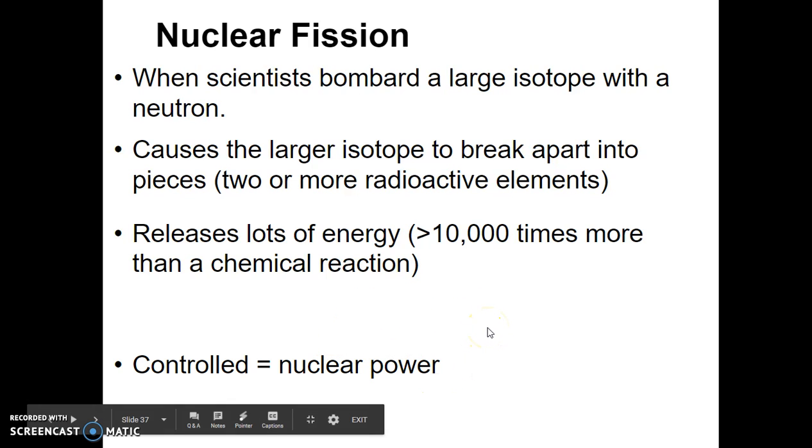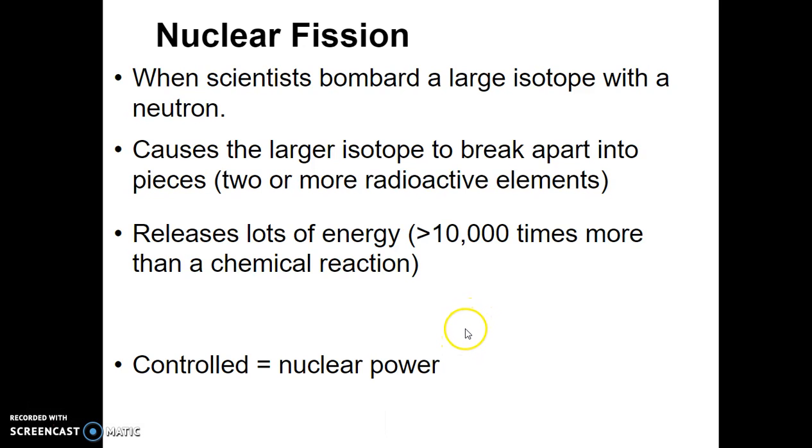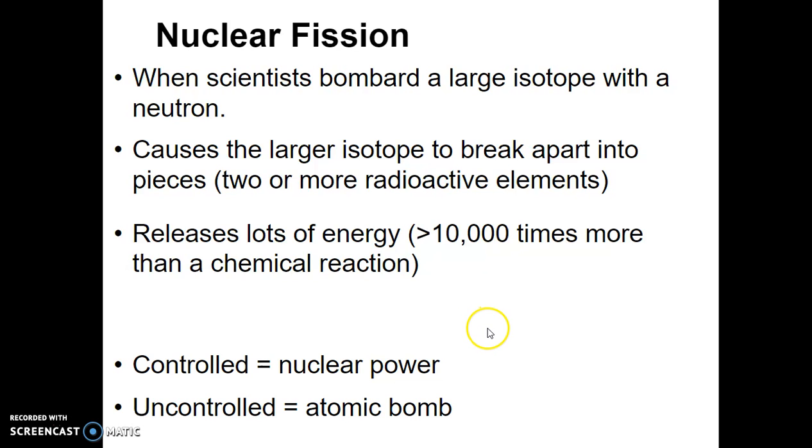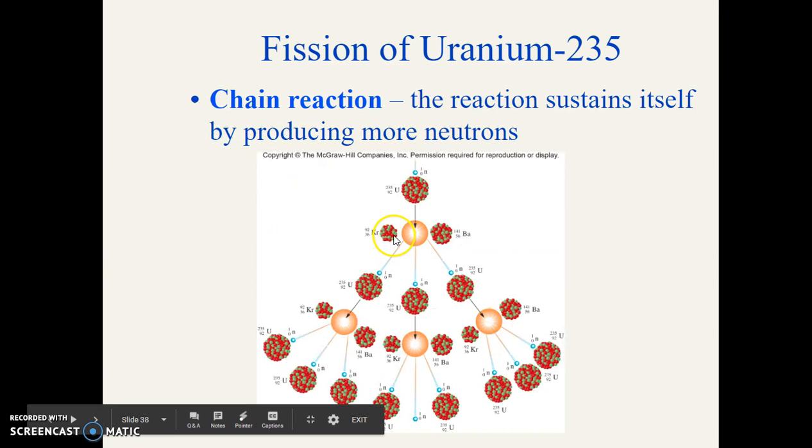We think of nuclear fission when it's controlled. When the reaction is controlled, those neutrons are kept in check. That's how we make nuclear power. If you let it go and there is no control mechanism on it, so uncontrolled, that's when you have an atomic bomb. So here's what I was talking about in diagram form.